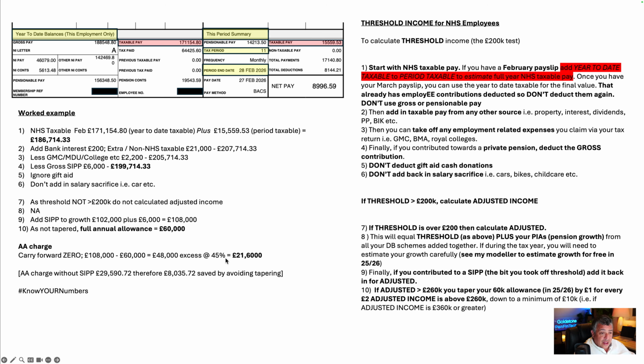And therefore the excess is now 48,000 and the tax charge is 21,600. And I apologise for the other typo in these rapidly made slides because there's an extra zero in there that shouldn't be there. So the annual allowance charge without a SIP is 29,000, but if we put 6,000 in a SIP, the annual allowance charge has decreased by over £8,000, despite the fact we've put another £6,000 into pension saving. So that is, of course, all good.